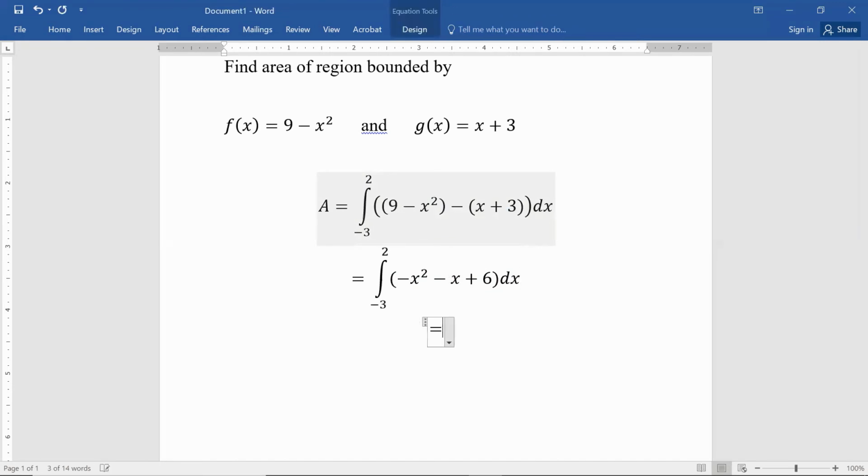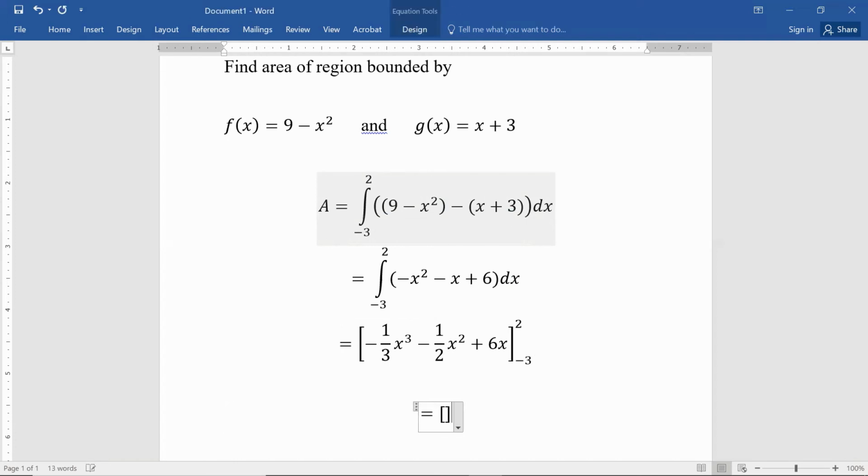Now it's time to apply the fundamental theorem of calculus. Find any antiderivative: -1/3 x to the third minus 1/2 x squared plus 6x will be one antiderivative. I want to put that x squared being multiplied instead of divided. We are going to start at -3 and end at +2.